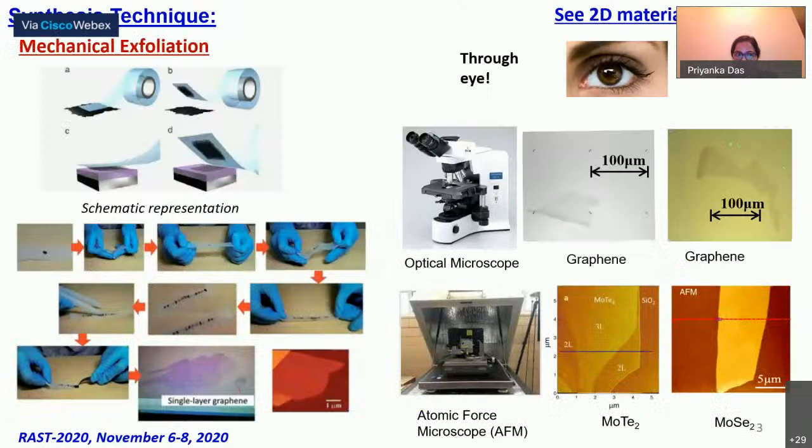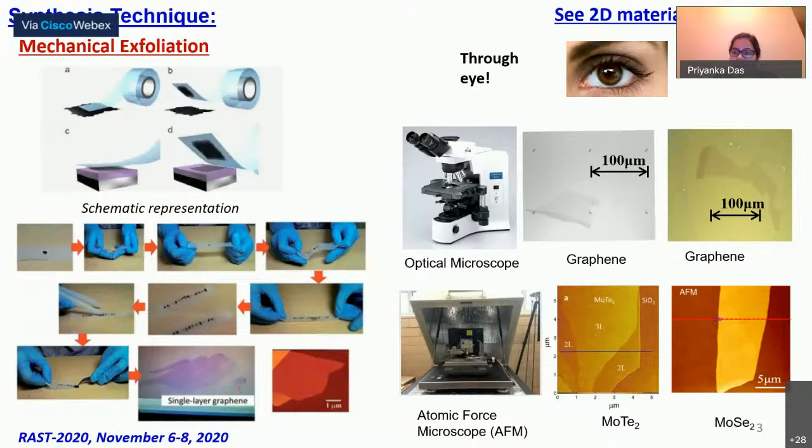So in this slide, you can see how we are making these 2D materials in a lab. You can get these materials by the mechanical exfoliation technique. For that, you need a scotch tape and a very tiny amount of the bulk crystal. By doing mechanical exfoliation from layer to layer, you can finally get the single atomic layer.